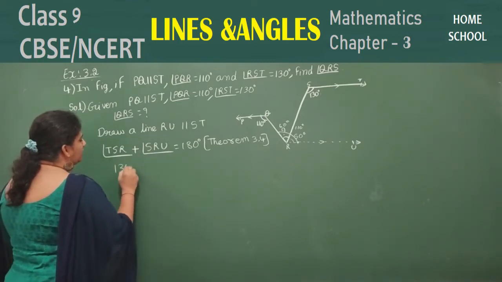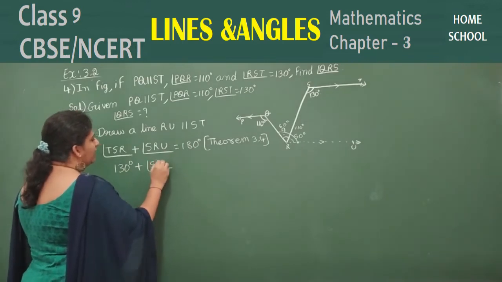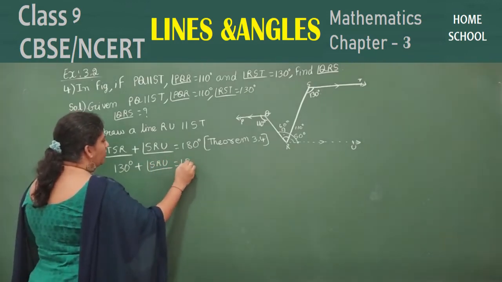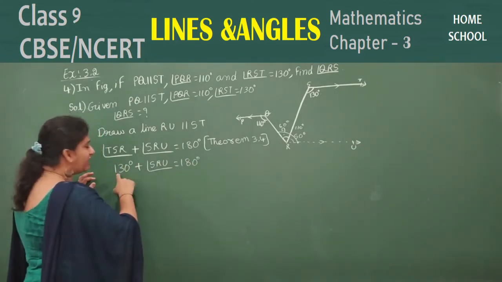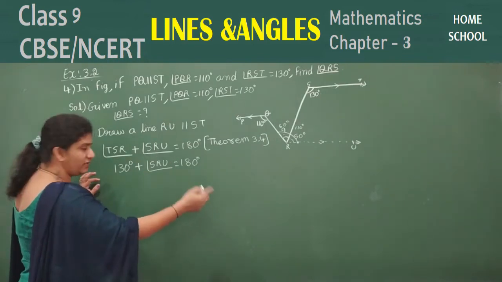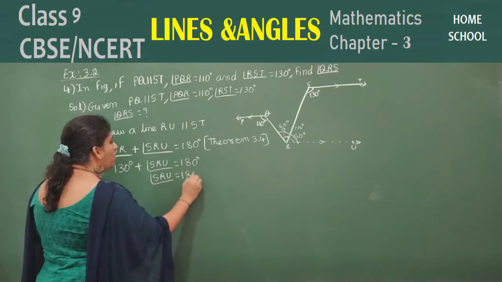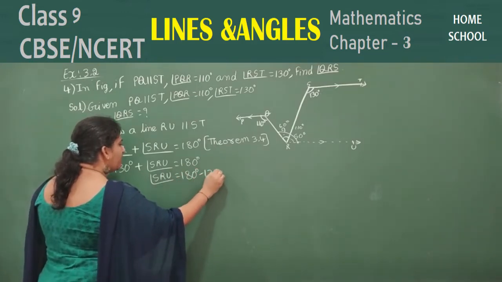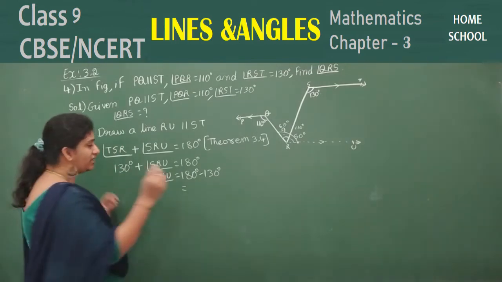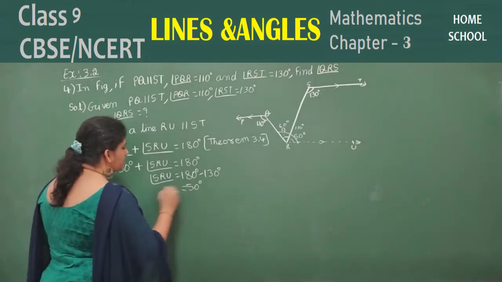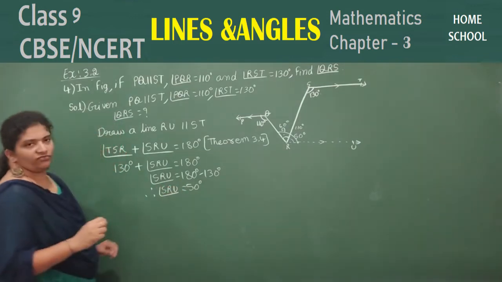Now, by this, angle TSR is how much? Given 130 degree. I don't know SRU. 130 degree plus angle SRU is equal to 180 degree. Now send this 130 to the other side, it becomes minus 130. Angle SRU is equal to 180 degree minus 130 degree. That will be, 180 minus 130 is how much? 50 degree. Angle SRU is equal to 50 degree.